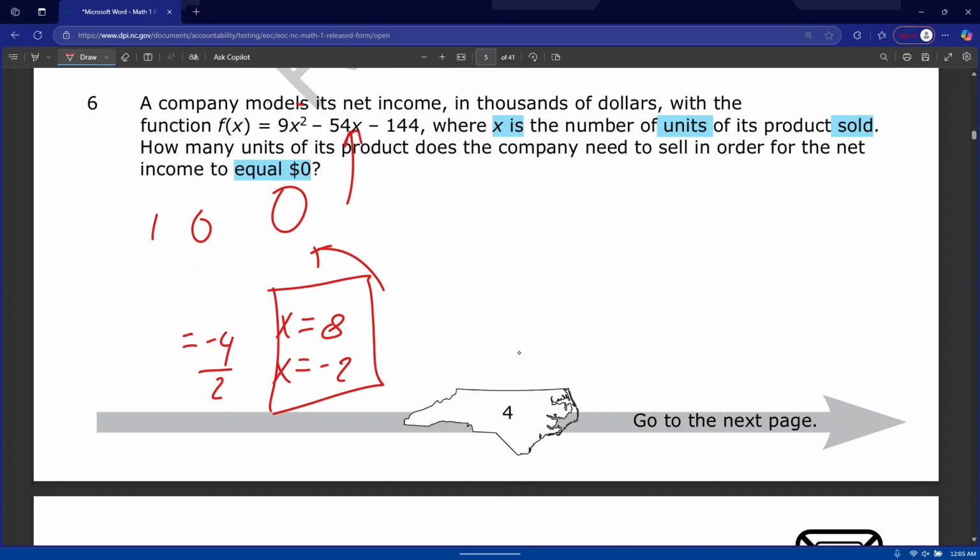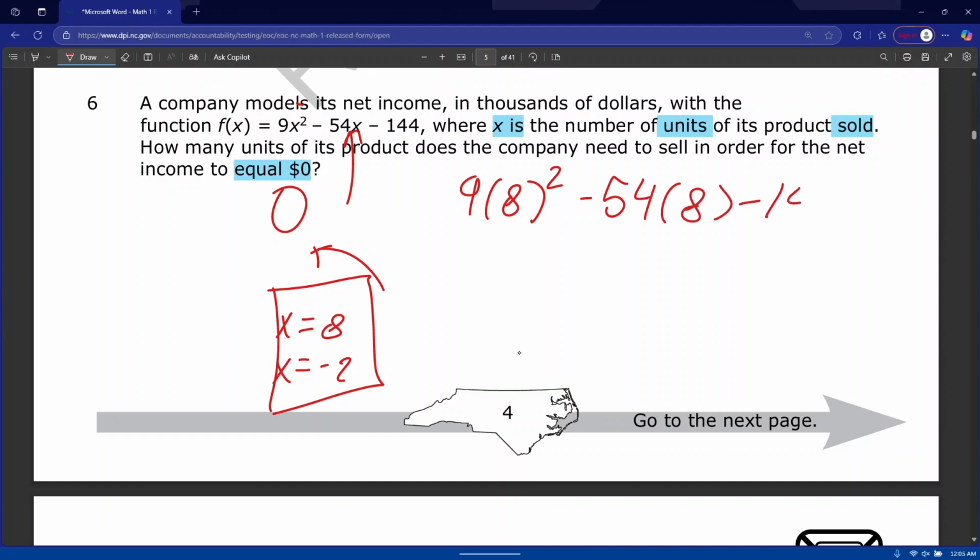Okay. 9 times 8 squared minus 54 times 8 minus 144. Okay, so let's do that. 8 squared is 64. 9 times 64 minus 54 times 8 minus 144. So let's do that over here.